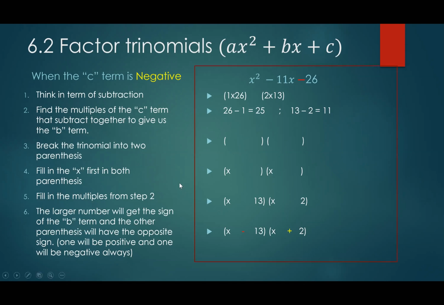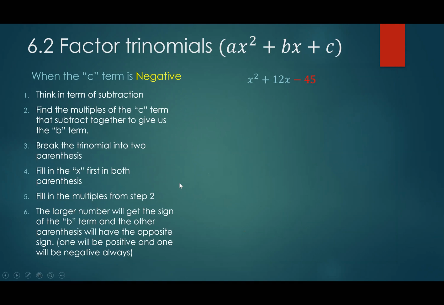Let's try one more here. Same idea, same goal, same item. And again, clearly we see that the 45 is negative. And 45, the last number, is your focal point, the thing to focus on: the last item. If the last item is negative, we think in terms of subtraction. And if you think in terms of subtraction, this is what you have to ask yourself: are there two numbers that multiply to give me 45, but subtract to give me 12?